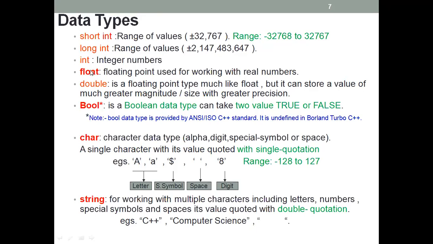So float, what is a float? What is the difference between integer and float? Integers are without decimal, like 5, 10, 100, 1,000. But floats are floating point. For example, 5.99, 5.0, 10.5. If you have a .4 after the decimal, this is called floating.